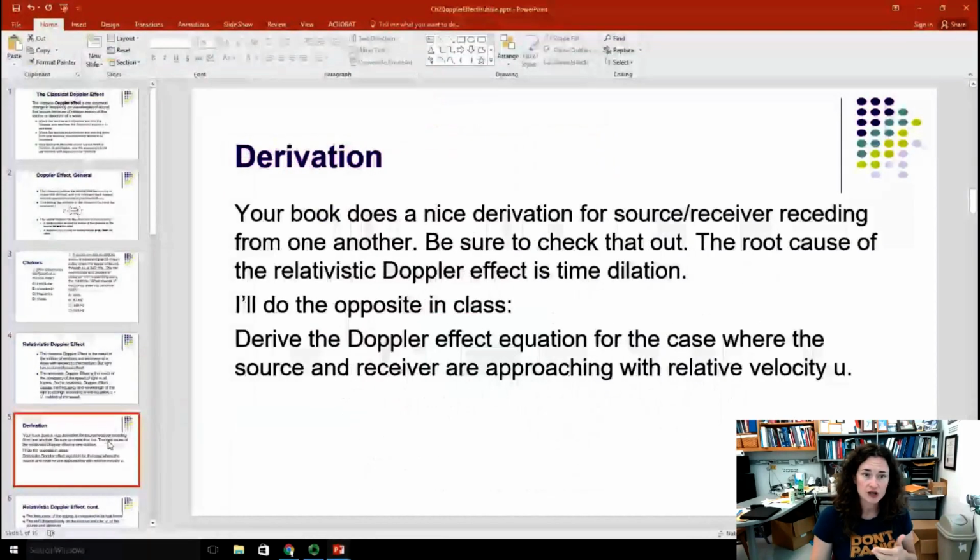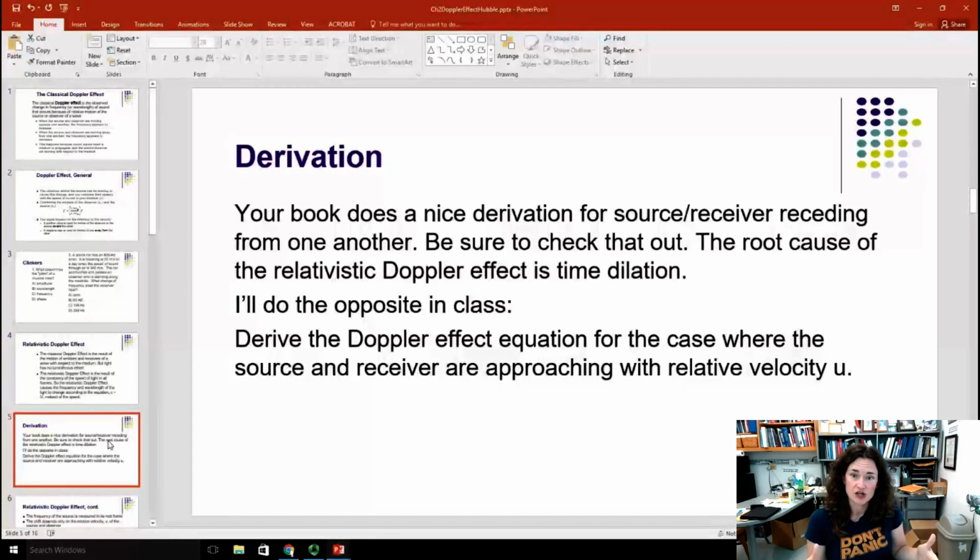Now, your book, Crane's Modern Physics, does a nice derivation for the source and receiver receding from one another. Be sure to check that out and read that text. So this is the root cause of the Doppler effect, as I said. I'm going to do the opposite derivation in class, but I'm not going to do it in this online video. Derivations are a little cumbersome in videos. People have a tendency to tune out, okay?